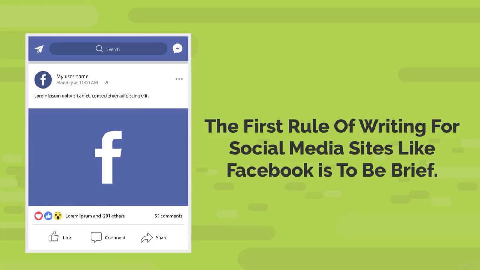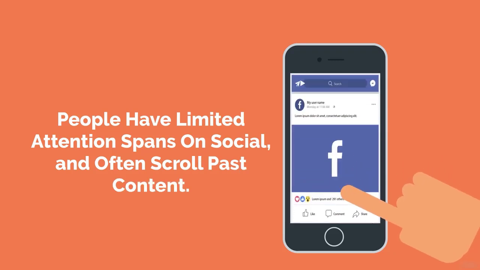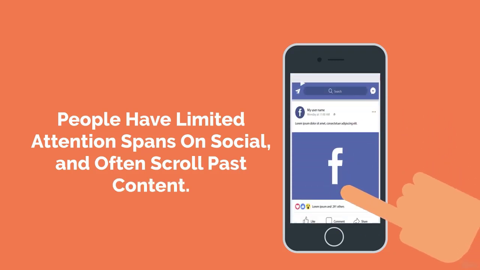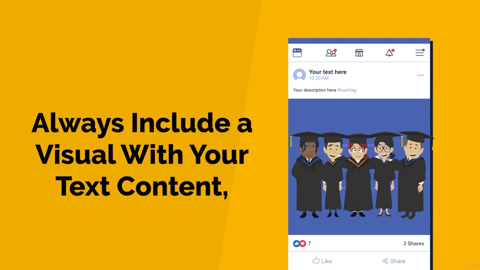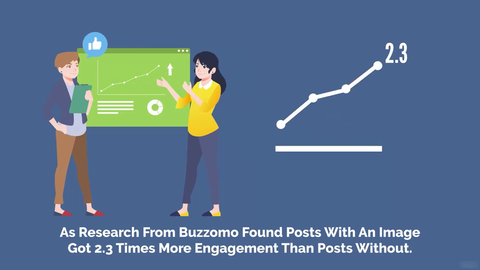Social media tips. The first rule of writing for social media sites like Facebook is to be brief. People have limited attention spans on social and often scroll past content. Always include a visual with your text content. As research from Buzzsumo found, posts with an image got 2.3 times more engagement than posts without.